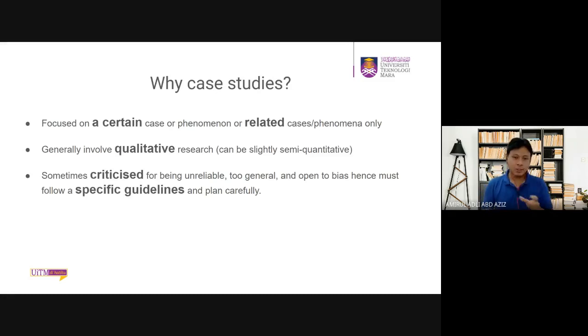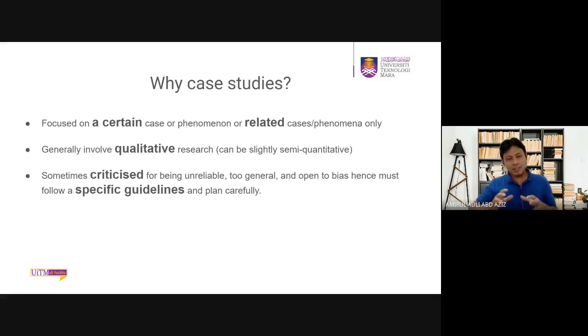Okay, so although it can be slightly semi-quantitative, okay, there can be a few numbers you want to report, statistics, okay, but the main data is qualitative, so you have to be familiar with qualitative research. Okay, unlike lab work which is more focused on quantitative. Okay, the problem with case study is that sometimes they are criticized for being unreliable. Okay, too general and open to bias.